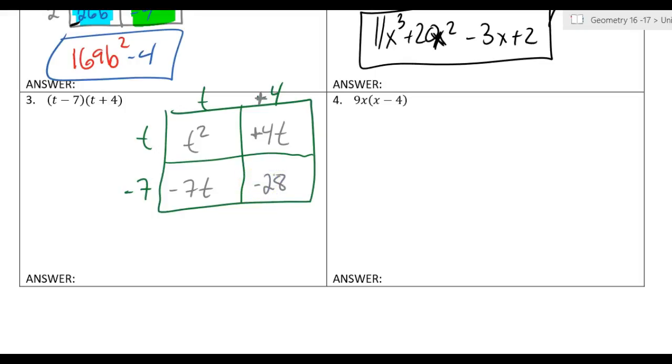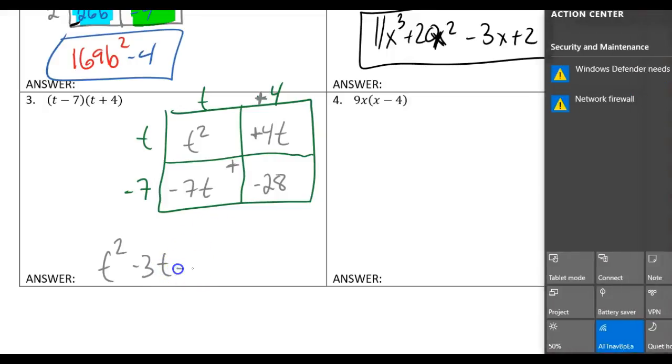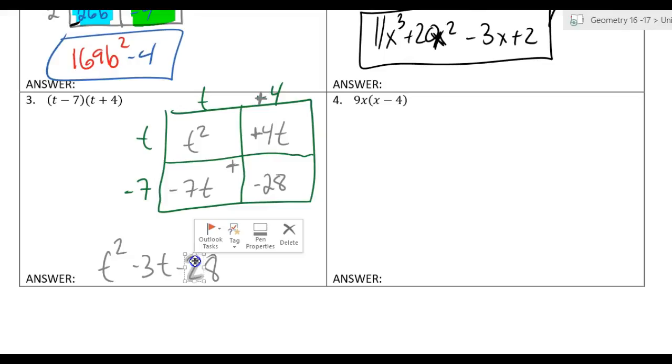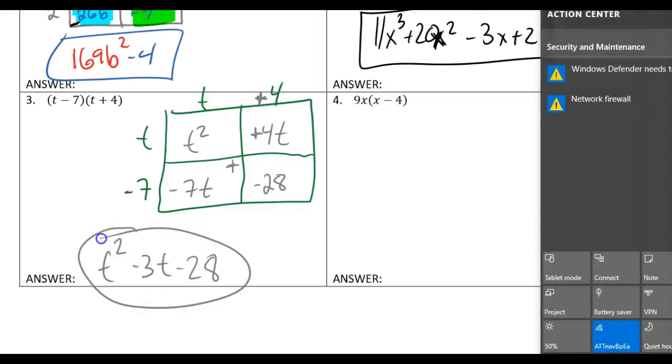This is also why I like the box method, because it's very easy to see what you did. If you make a mistake, you can easily correct it. So pulling the terms out, top left corner, t squared comes down. I am going to add these two going across, so negative 7t plus 4t is negative 3t. And then I'm left with negative 28. Excuse my window that keeps popping up. Okay? So this is our final answer.